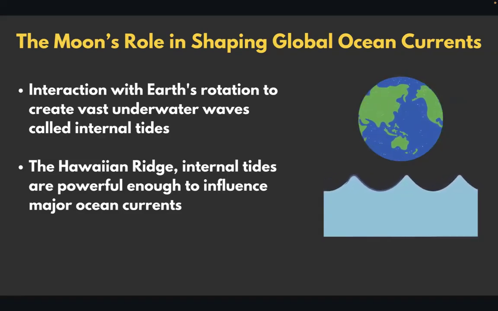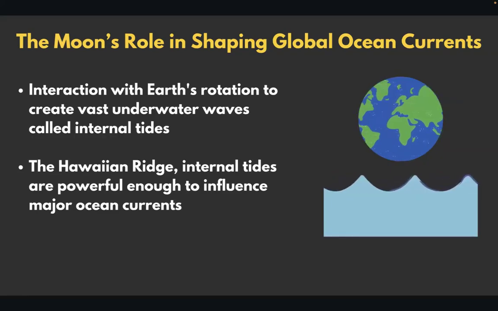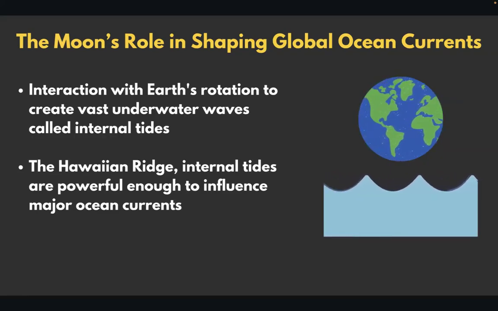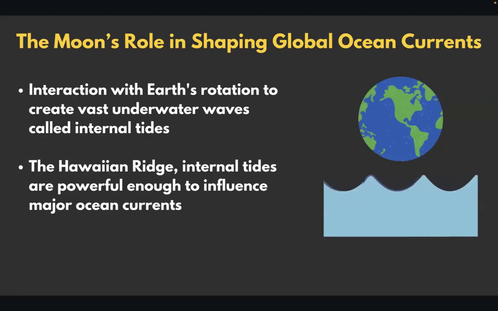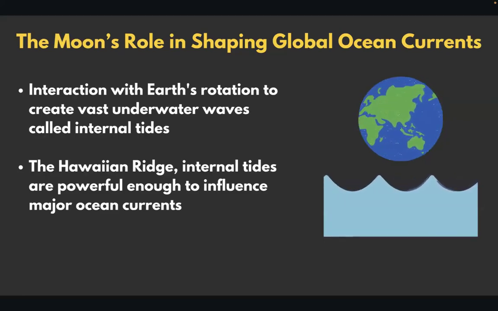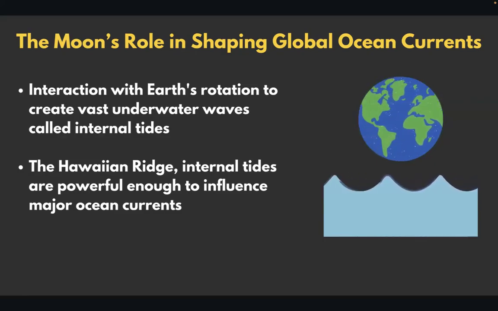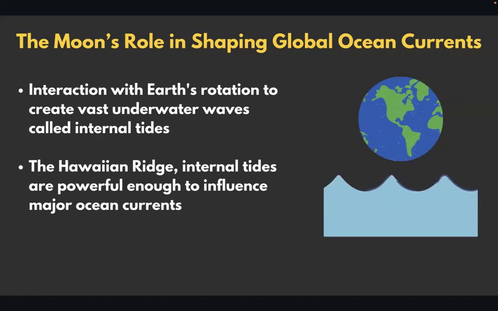These internal tides, invisible from the surface, propagate through the depths of the ocean, mixing cold, nutrient-rich water from the deep with the warmer surface. This mixing is essential for regulating Earth's climate, as it helps to distribute heat and nutrients across the planet.